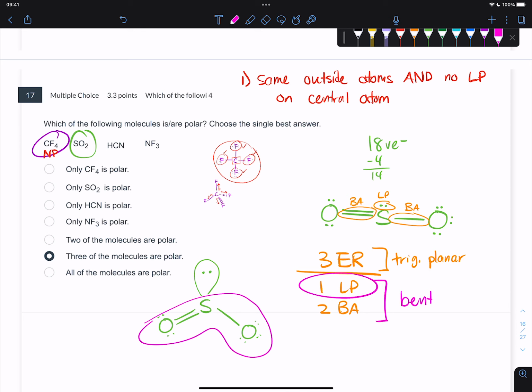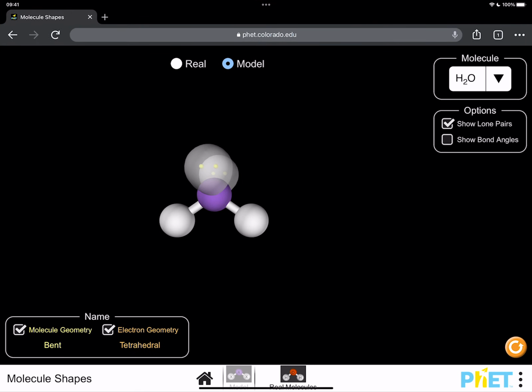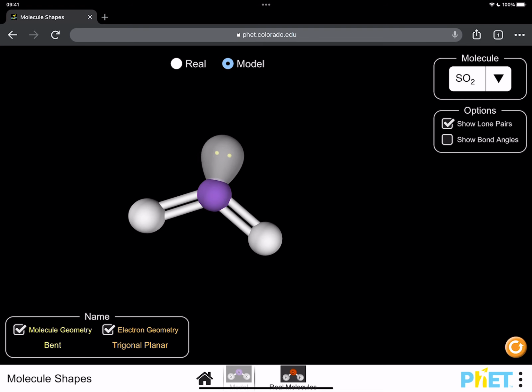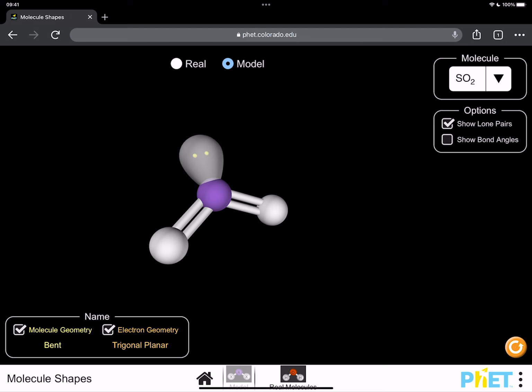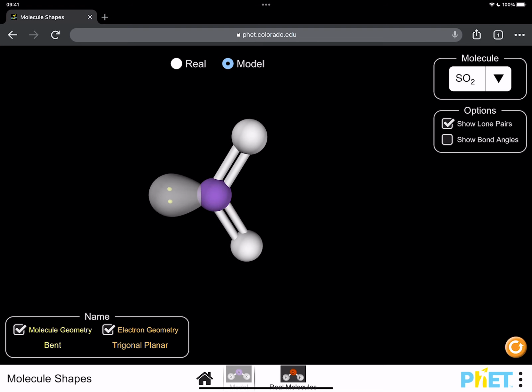Now, if you don't believe me here, you can go back over to this simulation and make your own sulfur dioxide, which I'm sure is on here. There it is. Perfect. Now, of course, this actually has double bonds on both sides. That part does not actually matter because we know that sulfur can be hypervalent. So if you want to minimize the formal charge, have a field day with it. But this is still the correct shape. The electron geometry is trigonal planar. The molecular geometry is bent.